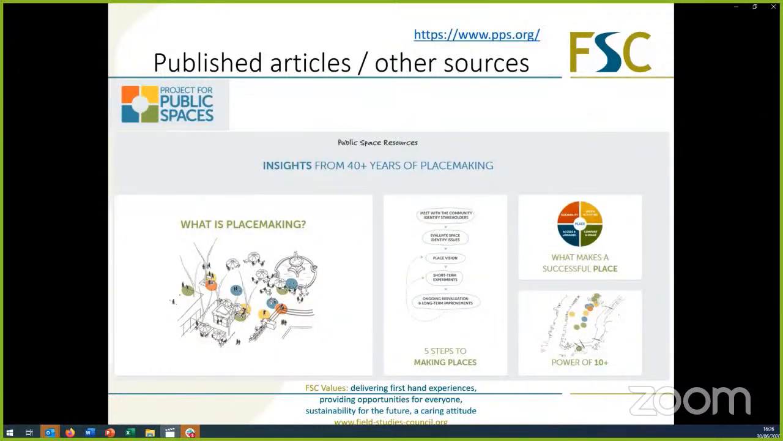Another source of information is the PPS, or Project for Public Space. On this website, you will gather a wealth of information, from describing placemaking to giving suggestions to what makes a successful place, to global case studies and examples of successful placemaking. This might spark interest or a question that could be relevant to a place that you're studying, or just give you ideas of what else to look for.